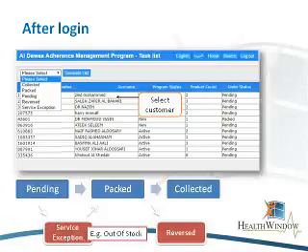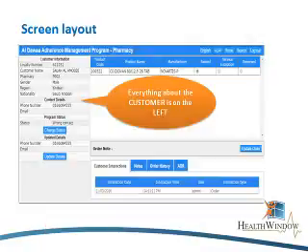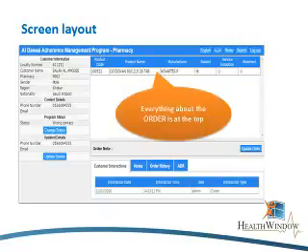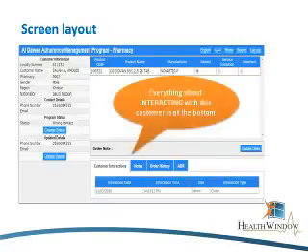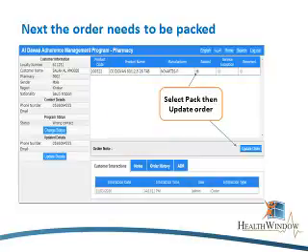By clicking on the patient's name in the task list, it will open up the patient's specific order details. Everything about the patient will be on the left-hand side of your screen. Everything about the order will be at the top, and everything about interacting with this customer will be at the bottom. The patient will be assigned a status by the call center.